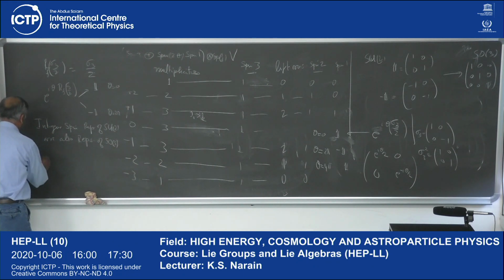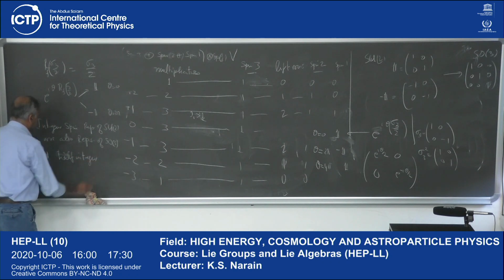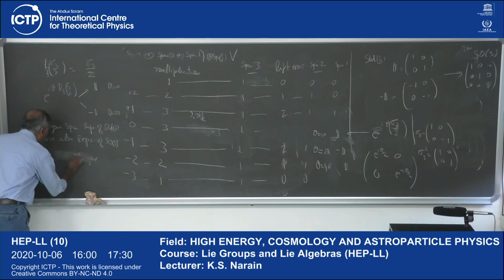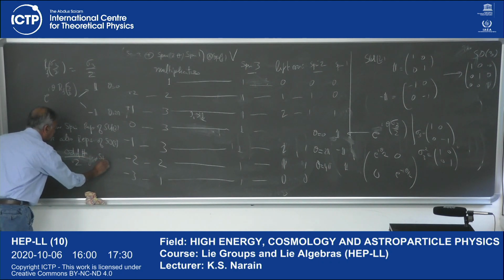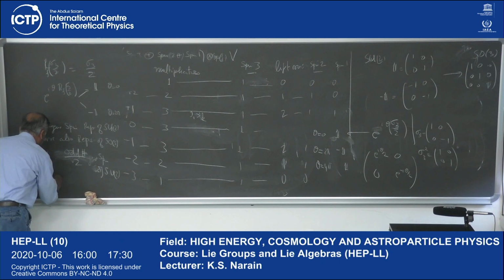But the half-integer spins, n plus j plus half integer spins. In other words, it's some odd number divided by 2. Odd number divided by 2 spin representations are not SO3 representations.